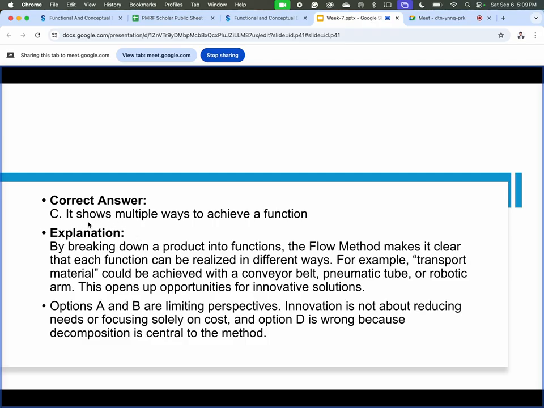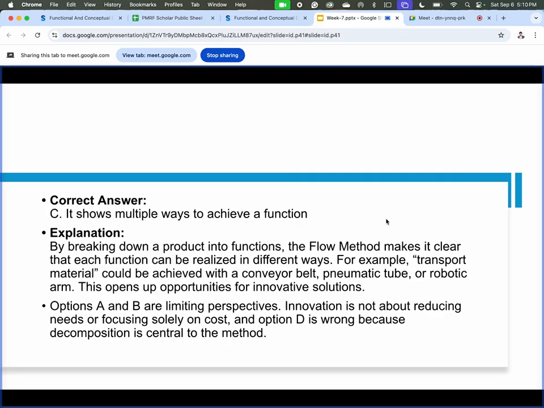As I explained, by breaking down a product into functions, the flow method makes it clear that each function can be realized in a different way. For example, transporting materials could be achieved with a conveyor belt, pneumatic tube or robotic arm. This opens up opportunities for innovative solutions. Options A and B are limiting perspectives. Innovation is not about reducing needs or focusing solely on cost, and option D is wrong because decomposition is central to the method. So C is the right answer.